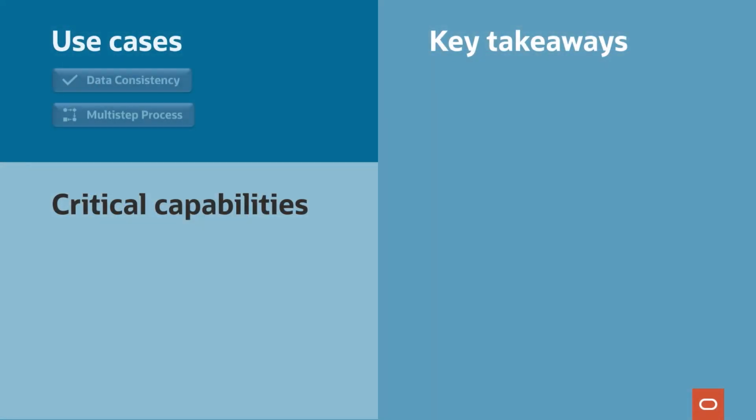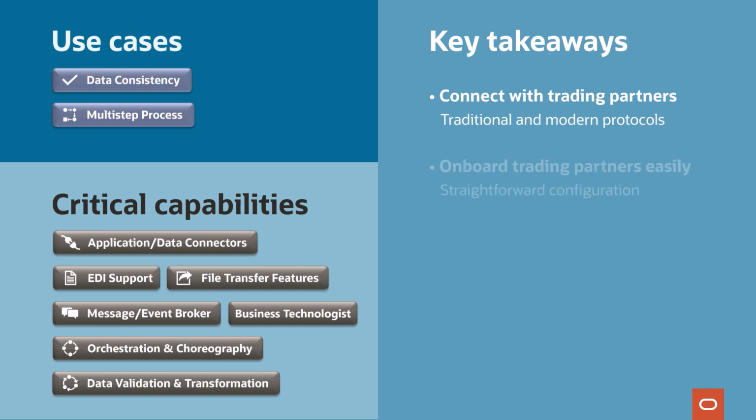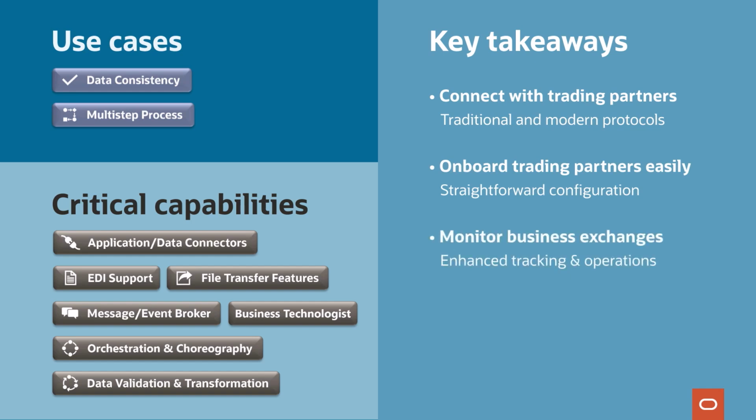This demo illustrates several use cases and critical capabilities. Here are the top 3 takeaways. You can connect with trading partners using traditional protocols, such as AS2, RosettaNet, and FTP, as well as modern protocols, such as REST, XML, and flat files. Onboarding trading partners is easy, thanks to our straightforward configuration. And finally, you can monitor business exchanges using enhanced tracking and operations management. We'll cover this area in more detail in a later demo.